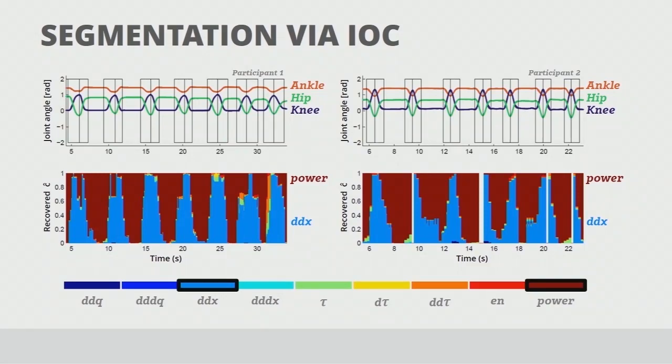Here we have data from two participants that are performing a squatting movement. In the top figures, you see the joint angles, and the square boxes indicate where exactly the movement is taking place. In the bottom images, you see the recovered cost weights. And what we very clearly see is that the cost function that is estimated during standing and the cost function that's estimated during the motion are very different. So this gives us quite a nice way to segment based simply on the changing of the cost functions. The other thing that's quite interesting here is that for these two different participants, it turns out that the strategy they employ seems to be quite similar.